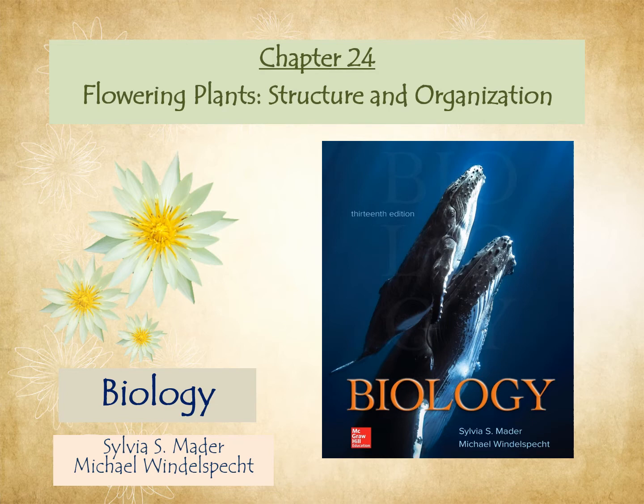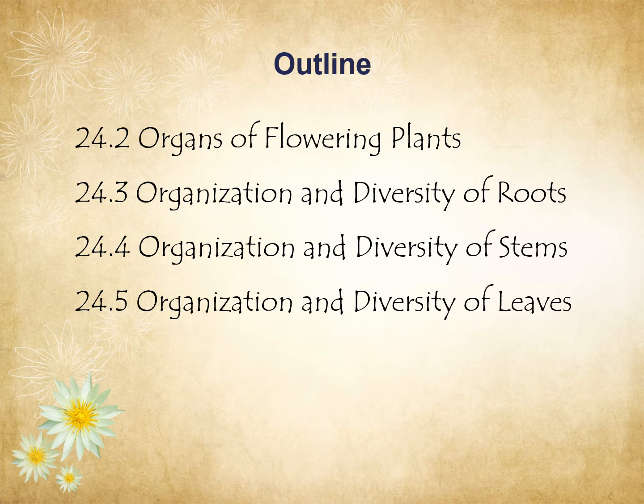So we will continue with topic 5, which is chapter 24 from your textbook, flowering plants, structure and organization. Dr. Nadia has explained 24.1 earlier on. So I will continue on 24.2, which is organs of flowering plants. And then we will go on into 24.3, which is the organization and diversity of roots. And then we will go into stems and then leaf.